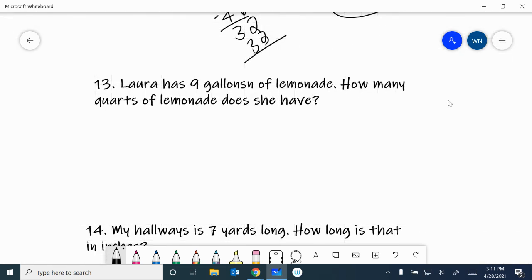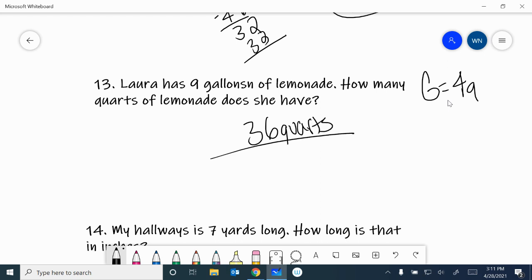Number 13, Laura and that lemonade. Go ahead and solve it. Laura has 9 gallons of lemonade. How many quarts of lemonade does she have? Let's remember my gallon man. We know that a gallon equals 4 quarts. So if there's 9 gallons, all you have to do is multiply it by 4. 9 times 4 is 36. She has 36 quarts of lemonade.